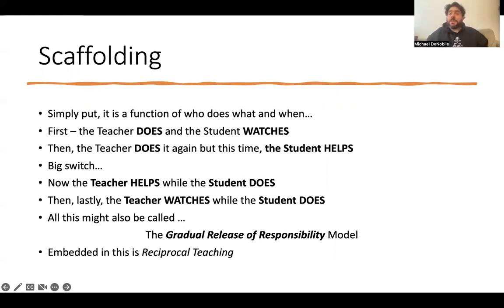So the scaffolding process looks like this. The teacher does and models, and then the student watches. Then the teacher does it again, but this time the student helps. And then there's a switch. Now the teacher helps while the student does. And then lastly, the teacher watches while the student does. Now this is the full formal one.